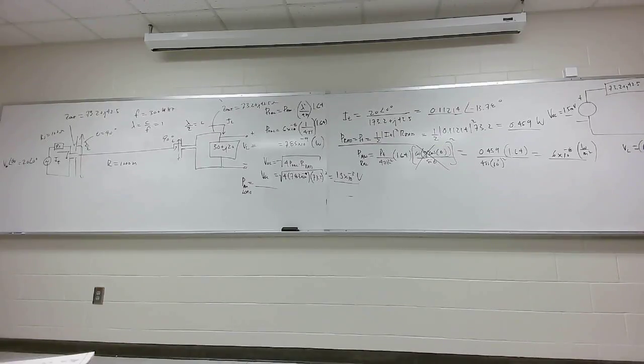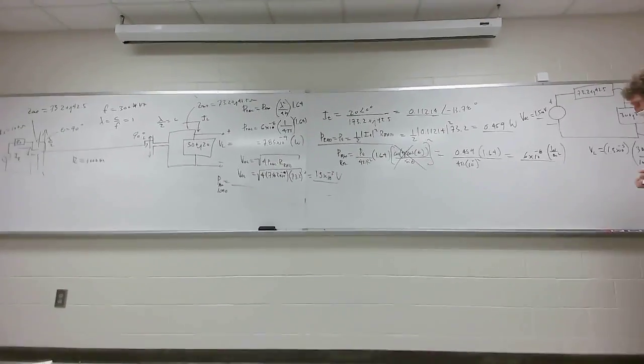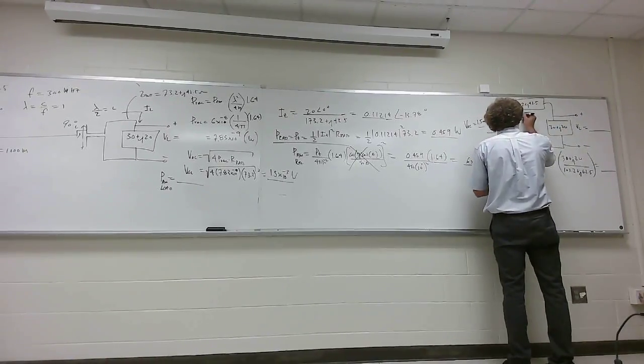then it's times the load impedance, right? 30 plus j20 over the sum of these. So 30 plus 73 is 103.2 plus j, 20 and 42.5 is 62.5. And do you all agree that will be the load voltage? Do you all agree with that? Can you see it? All right. We're not quite there. How do I get this?